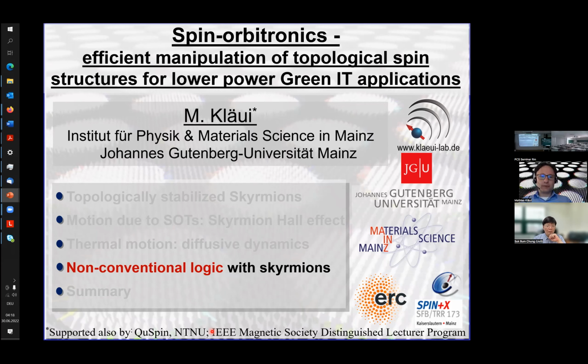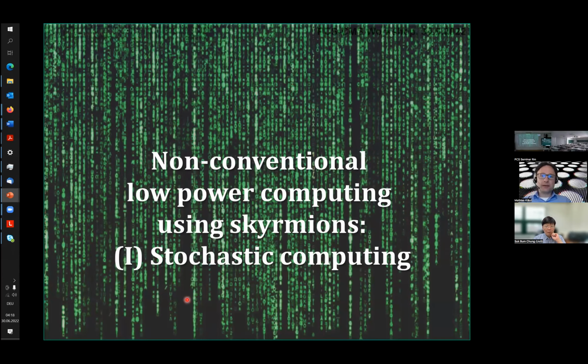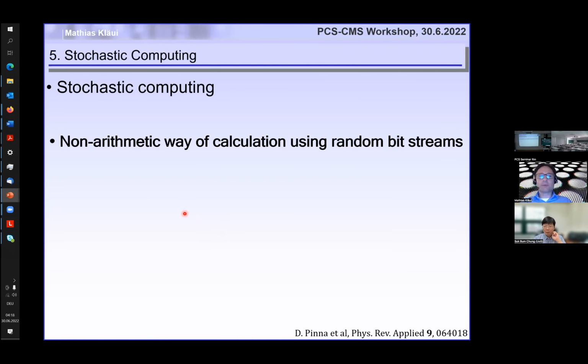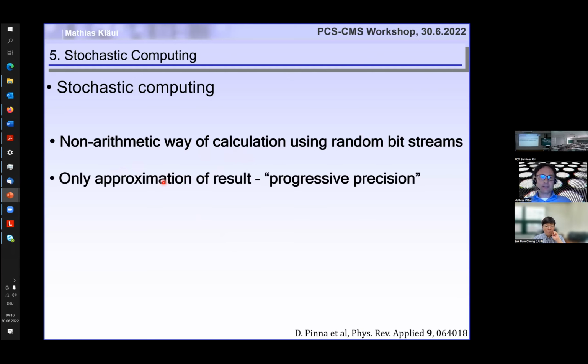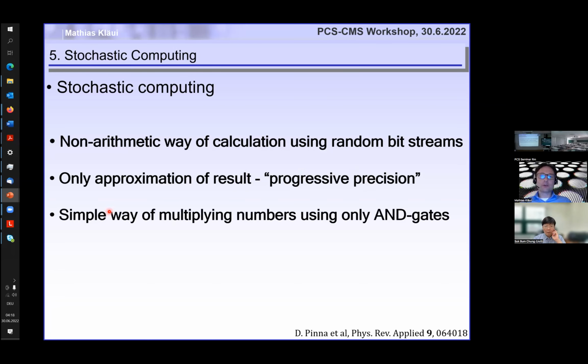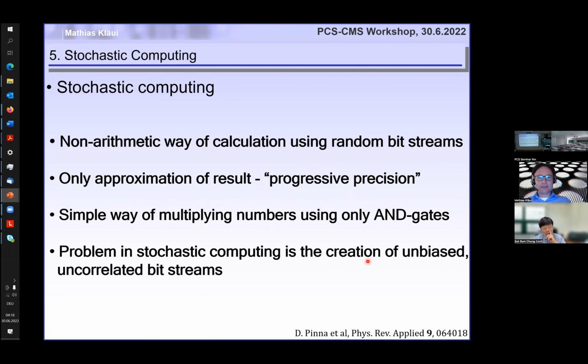So one approach that we're going to start with is stochastic computing. So let me explain to you stochastic computing and then how we can use Skyrmions for that. Now, stochastic computing is a non-arithmetic way of calculation using random bit streams. It's actually an approximative approach with progressive precision. I'll explain what this means. And it's good only for certain tasks. For instance, it's good for multiplying numbers if you just employ AND gates. And the problem is the creation of unbiased, uncorrelated bit streams. And this is what we want to solve using Skyrmions. And I'll explain this in a minute. And by the way, I should explain that this was put forward in this paper by Daniele Pinabel.